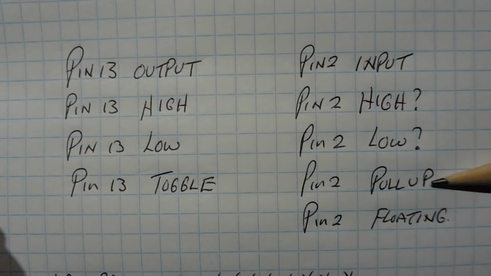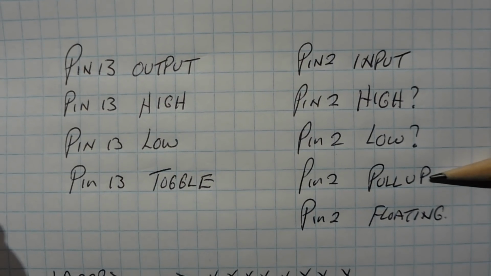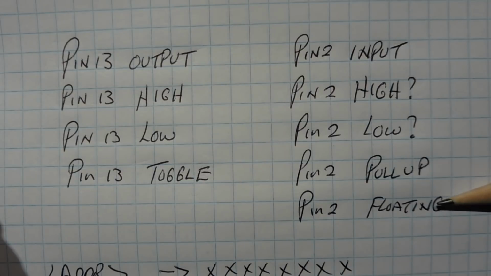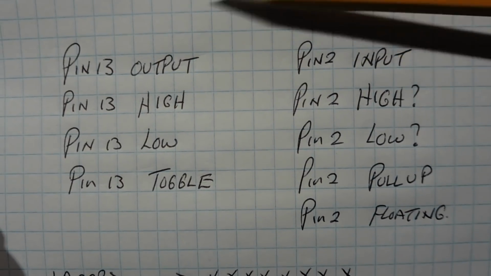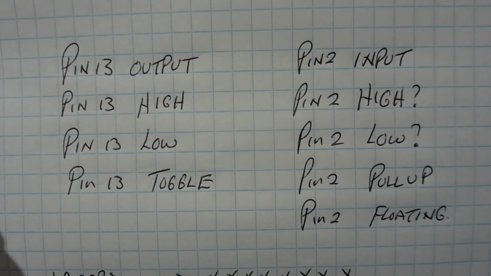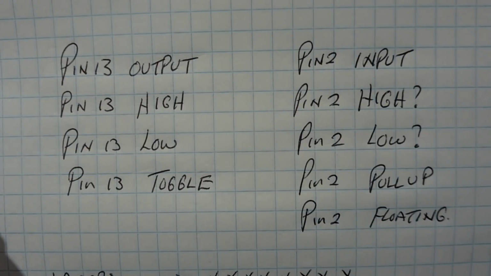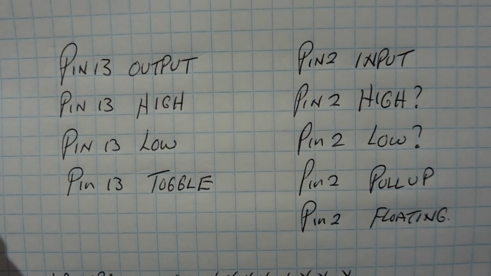We go pin 2 pull up, it'll apply a pull up resistor on pin 2, and pin 2 floating will take away the pull up resistor. So with these simple commands, interactively, I have total control over the GPIO of my microcontroller.